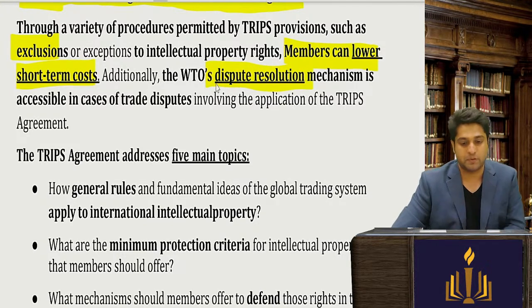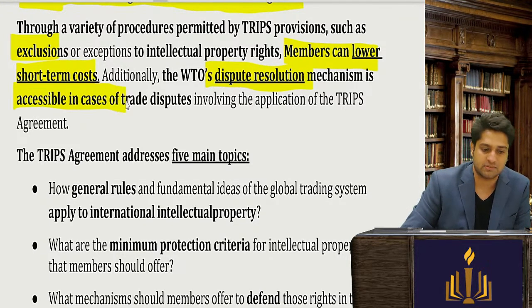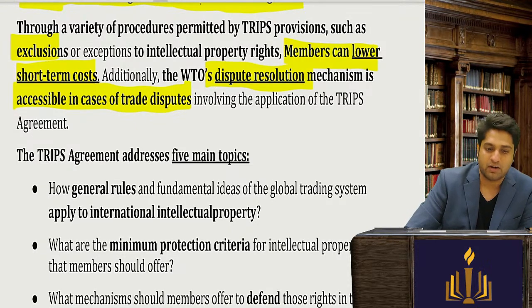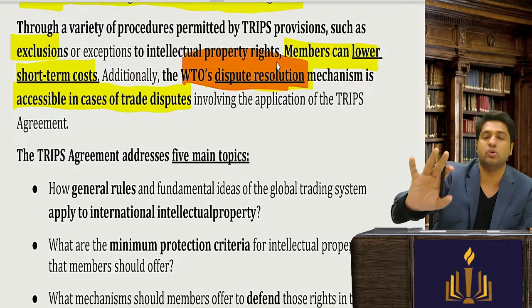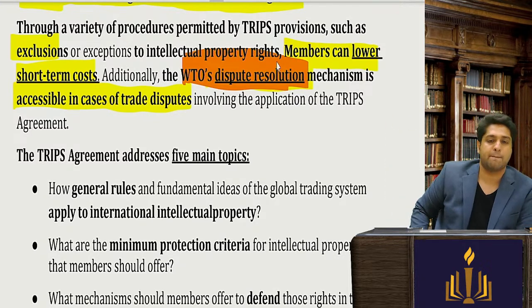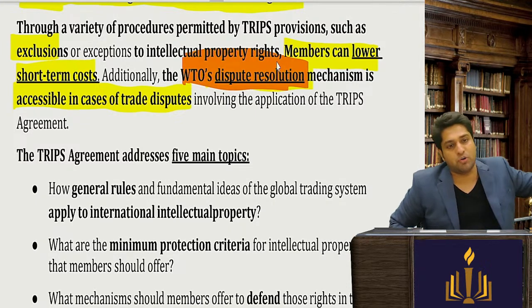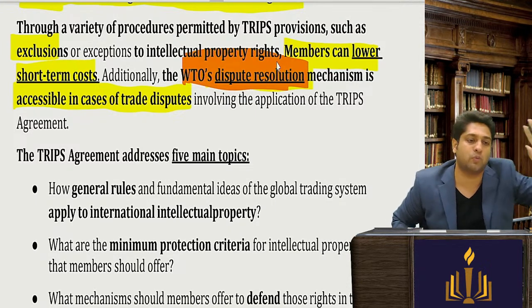WTO's dispute resolution mechanism is accessible in case of trade disputes. Now again, if there is a dispute between two creators of two countries, obviously you need a neutral party to settle the dispute. So the WTO dispute resolution mechanism is provided, you can go there.